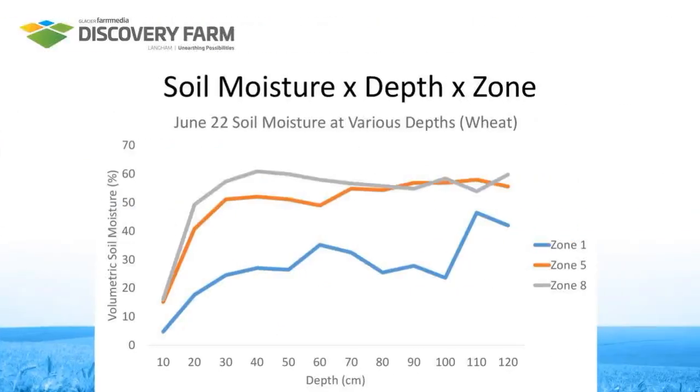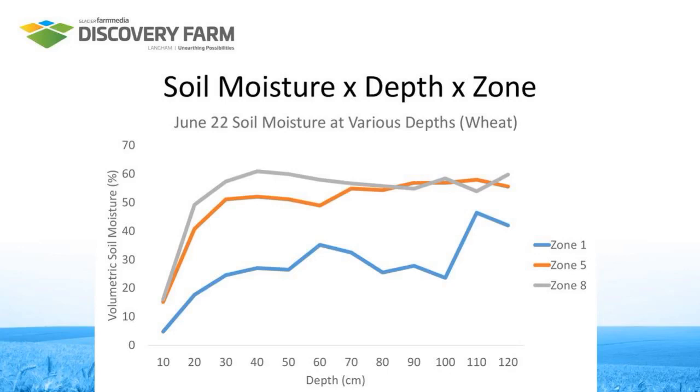Another way of looking at this is to look at the interaction between soil moisture at different depths at the same location and by zone. And so how I've done that is to just look at a snapshot in soil moisture on June 22nd and looking at how that impacts soil moisture at different depths and different locations in the field.